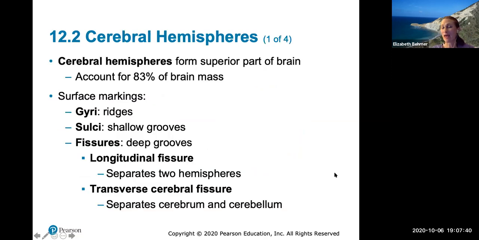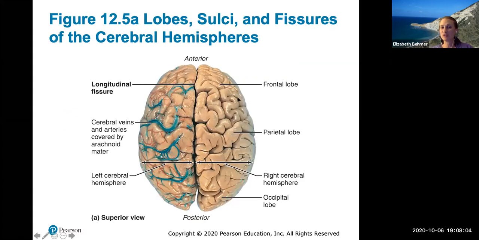The cerebral hemispheres form the superior part of the brain, and these are what you probably think of when you think about your brain. They account for 83% of your brain mass. You have different surface markings. Gyri are the ridges, the sulci are the grooves. There are fissures. The longitudinal fissure separates the right from the left hemisphere, and the transverse cerebral fissure separates the cerebrum and the cerebellum. So here's the longitudinal fissure.